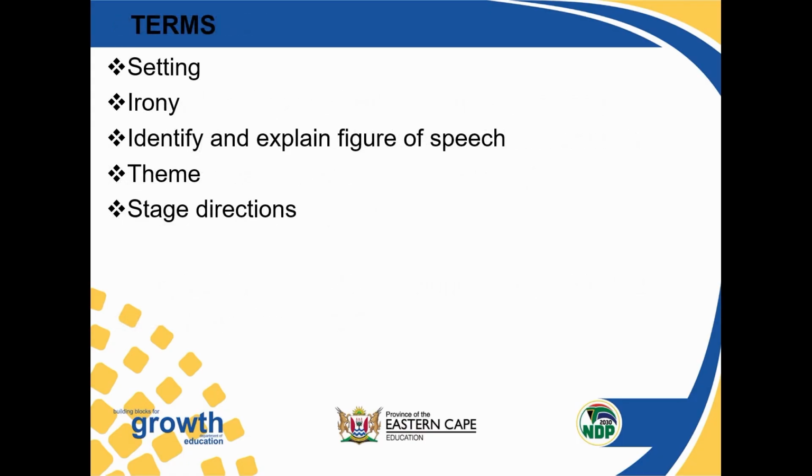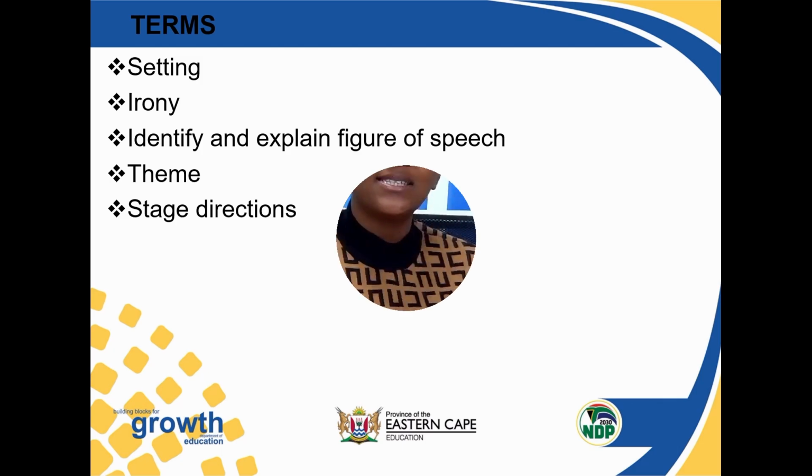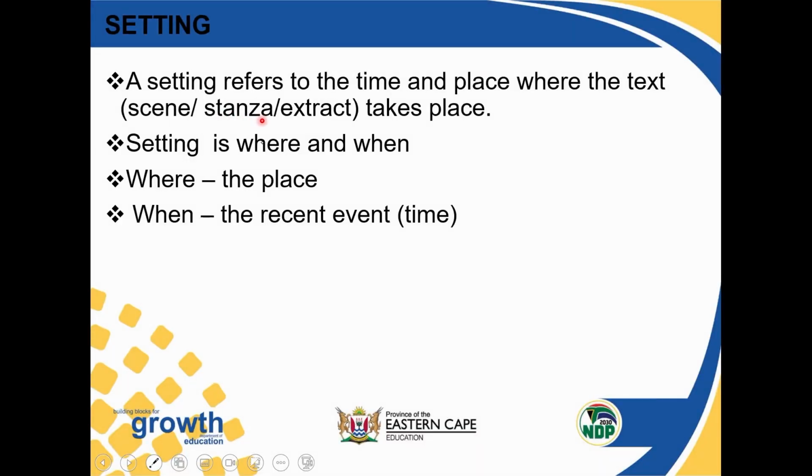So the terms that we'll be tackling for this lesson are the setting, the irony, identifying and explaining figures of speech, themes, and stage directions. A setting refers to the time and place where the text or the scene or the stanza or the extract takes place. So what is a setting? A setting refers to the time and place where the text, it can either be the scene or the stanza or the extract, takes place.